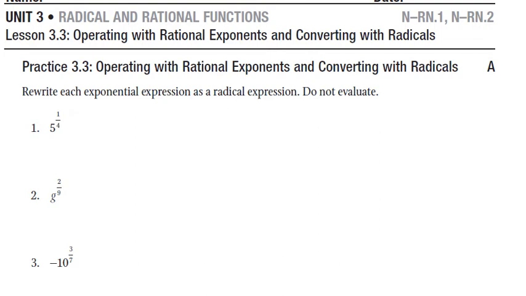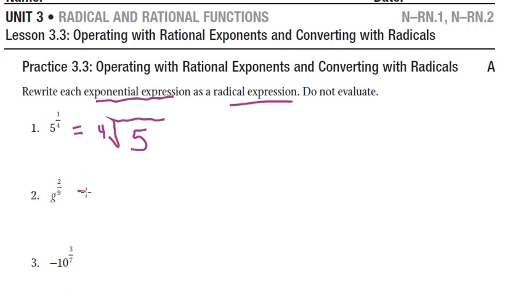So these ones are asking us to write each exponential expression as a radical expression. So right here I have 5 to the power of 1/4. Well, my denominator becomes the root. So I'm looking at a fourth root here. And then this is going to be 5 to the first power, but I'm not really going to write that. So I have the fourth root of 5 here.